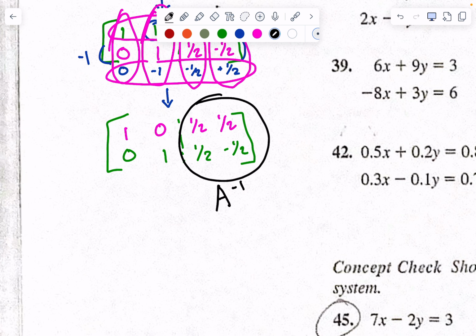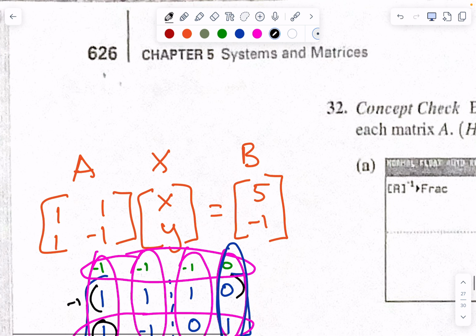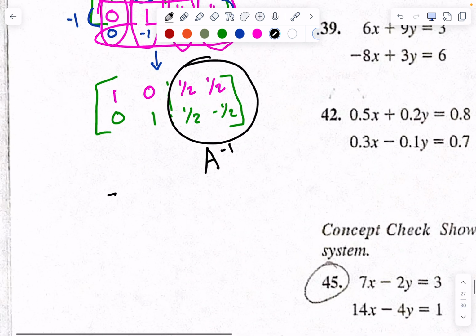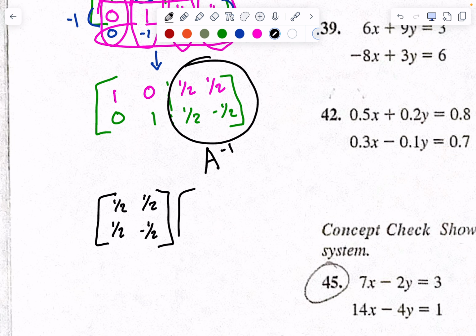All right, now what do we do with him? If I want to find the X matrix, I have to take A inverse times B, right? So I gotta take what I just got times 5, negative 1. Okay, so I'm gonna write them out right here: 1/2, 1/2, 1/2, negative 1/2. I'm gonna take him times 5, negative 1. All right.